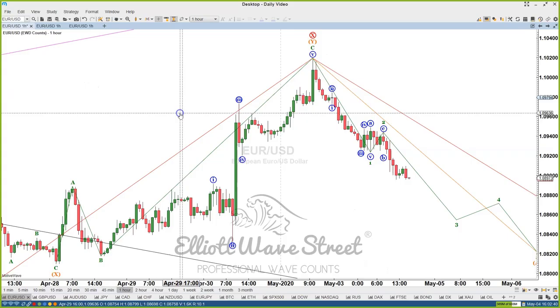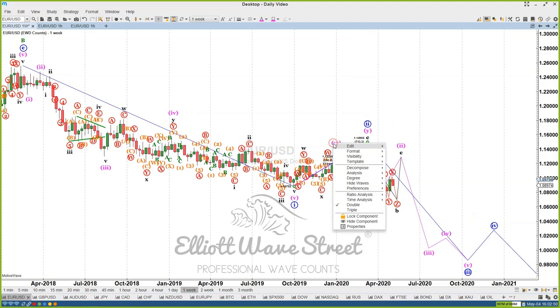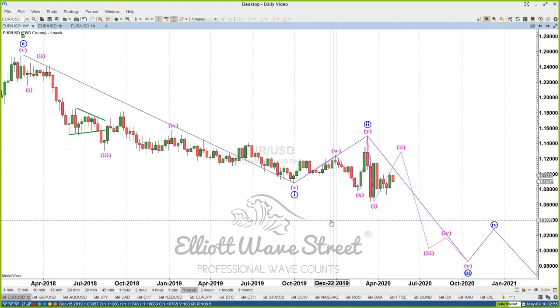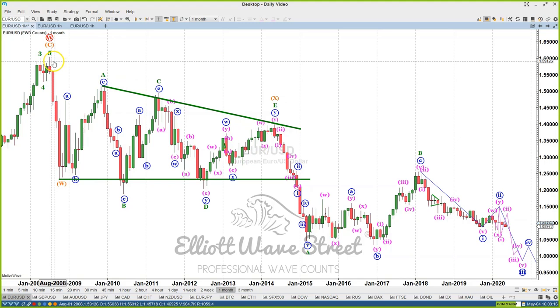The euro from the weekly chart is in a pretty complex scenario, and I'm going to hide some of the waves. Don't worry if you are new to Elliott Wave, I'm here to explain what to do with these cycles. But if we go to the monthly chart on the euro, we know that in general terms, lately, the dollar has been winning the battle. The euro was so much more expensive back in 2008, almost at the 160 area.